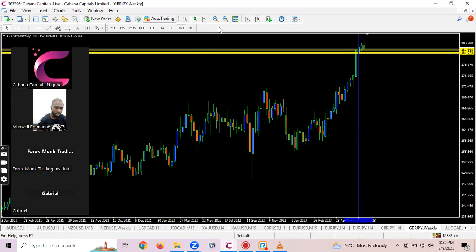Don't jump in and start selling now. If you start selling now, the risk could be too high. Wait for a pullback. This is the weekly time frame.